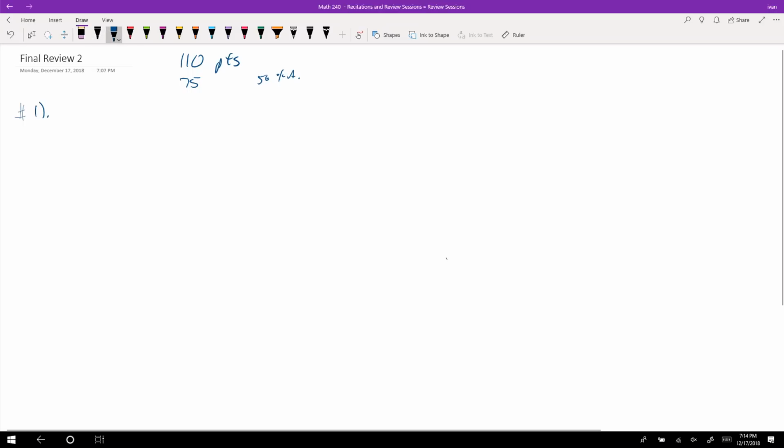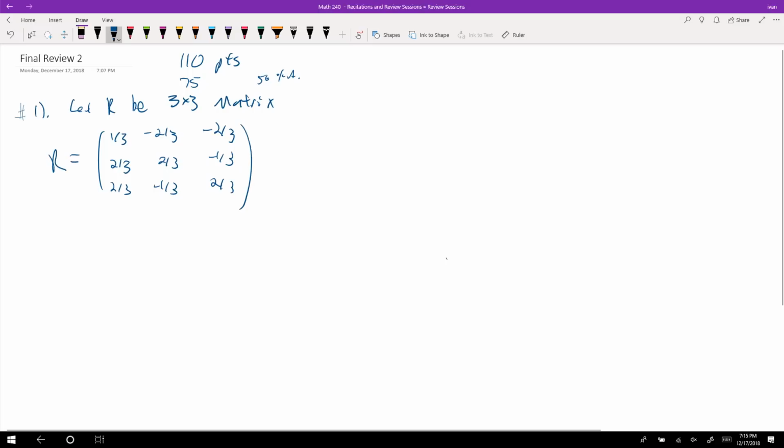So let's write this. Let R be the 3x3 matrix with rows 1/3, -2/3, -2/3; 2/3, 2/3, -1/3; 2/3, -1/3, 2/3. Okay, so this is R. So let V equal ABC.